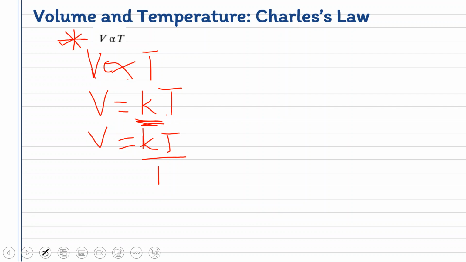Now divide both sides by T, so that this T can cancel this T. Then we're going to have K now equal to what? V over T. Great.